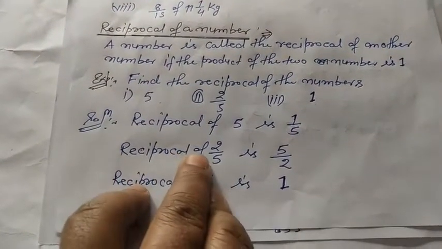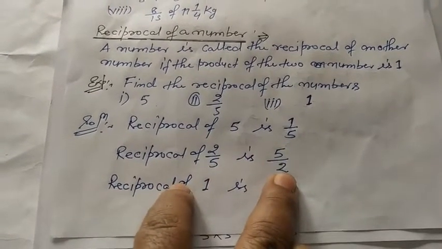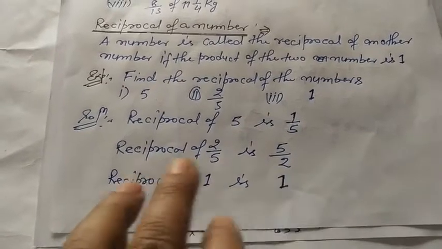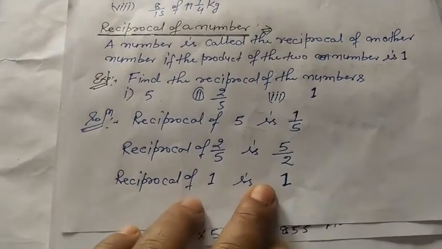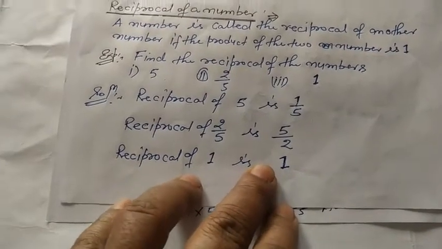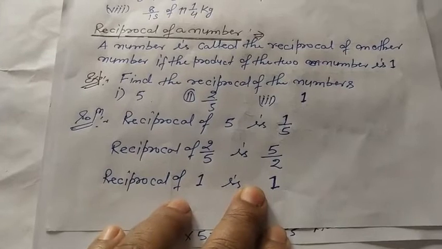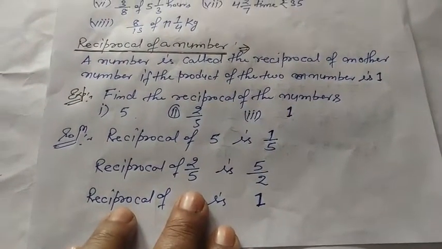Reciprocal of 2 by 5 is 5 by 2. Numerator changes into the denominator and denominator changes into the numerator. Now the reciprocal of 1 is 1. So 1 is a number whose reciprocal is itself only. Is it clear? Now we are in a position to simplify the division.